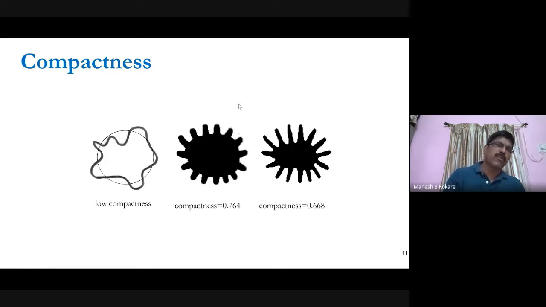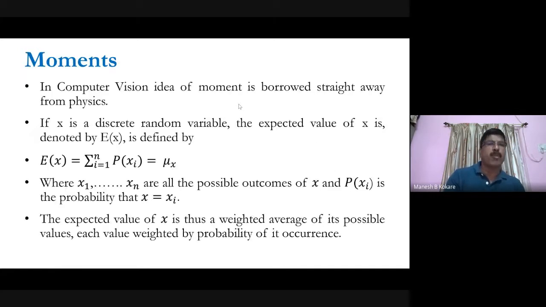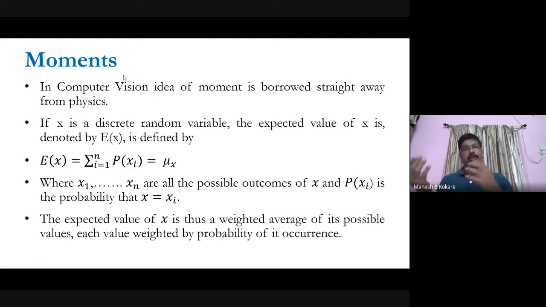One more scalar feature is basically the moments. This is the last feature based on the scalar type, and this idea of moments is borrowed straight away from physics. What is moment in physics and so on? The same idea is borrowed in computer vision.